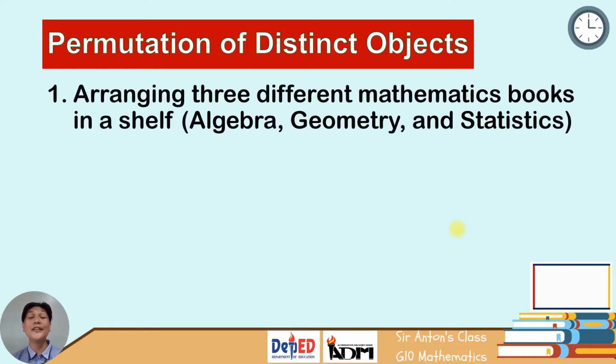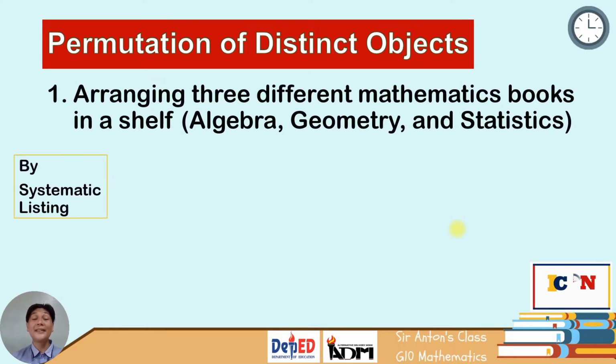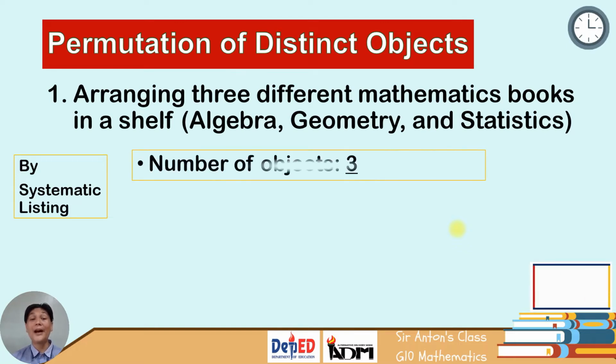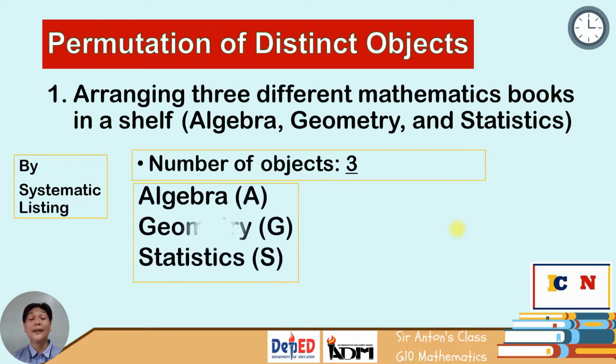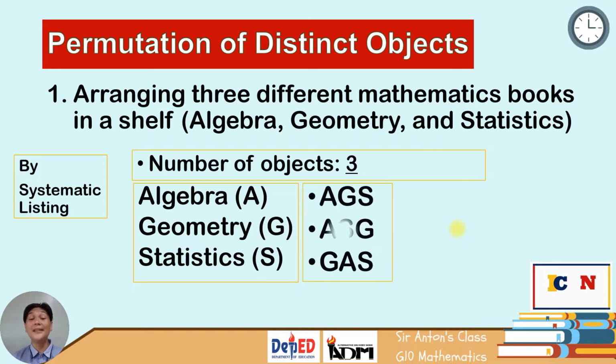Let's proceed to using systematic listing with our given. So we have the number of objects. We have three: the algebra book, the geometry book, and the statistics book. Then say we have AGS for the representation. Then we can list, if we are going to pick algebra first, algebra, geometry, statistics.